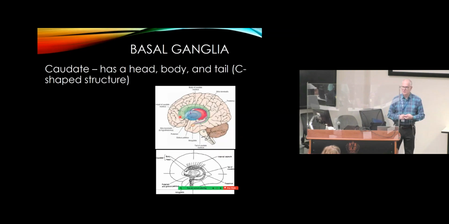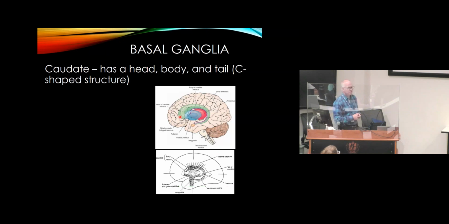Now, there are many C-shaped structures in the brain. And I think in the lab handout, I list them all. And the reason it's important to identify a C-shaped structure is that when we're cutting through the brain, or when we're looking at an MRI scan, it can be very confusing because if you cut through a C, you're going to see it here and then way back here, right? So you just have to be aware of that.